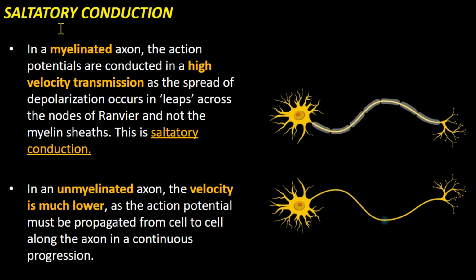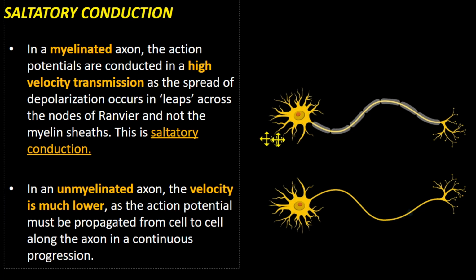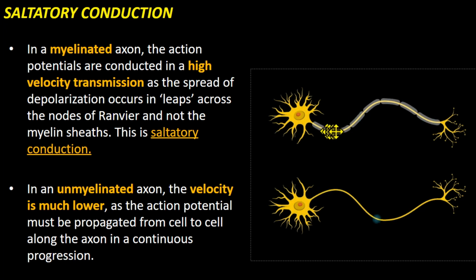Saltatory refers to leaping, like how a frog would leap. So in a myelinated axon, the action potentials are conducted in a high velocity transmission, as the spread of depolarization occurs in leaps across the nodes of Ranvier. So you see here, this is the Schwann cells. The nodes of Ranvier are these little gaps here. So imagine it's going to leap like this. So this is saltatory conduction.